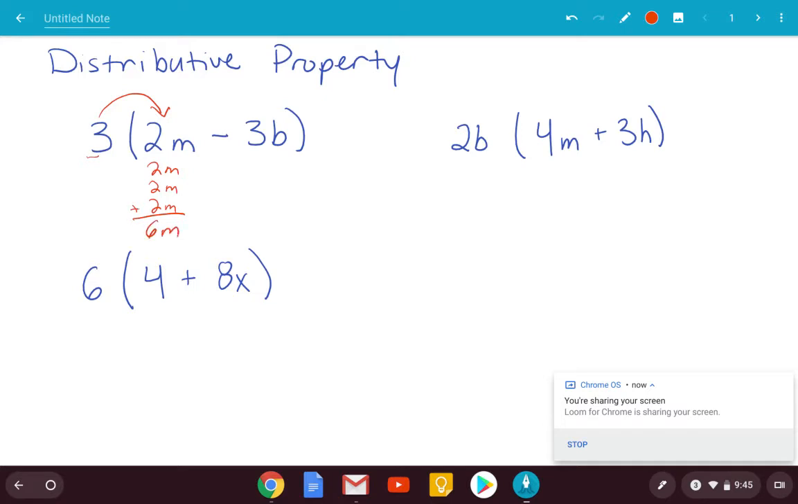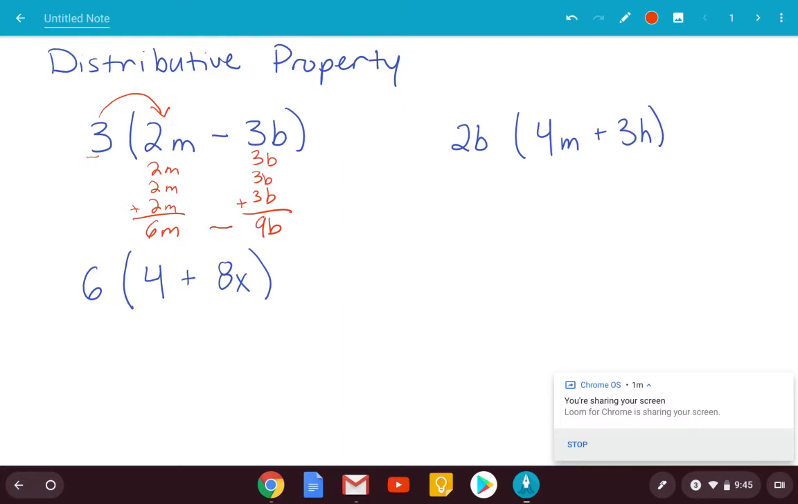6m. If we do the same thing for 3b, we have 3 groups of 3b. We have 3b plus 3b, plus 3b. That is 9b altogether. So, and we still have a multiplication sign. We're still subtracting. So our final answer would be 6m minus 9b. So that's one strategy for thinking about distributive property.